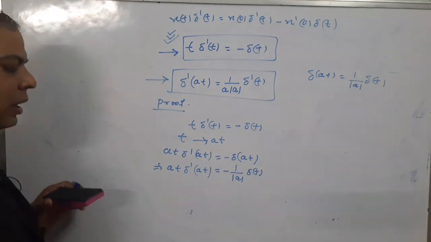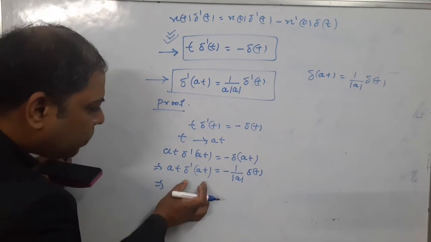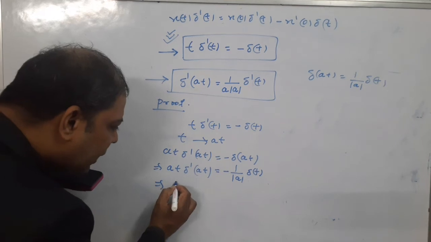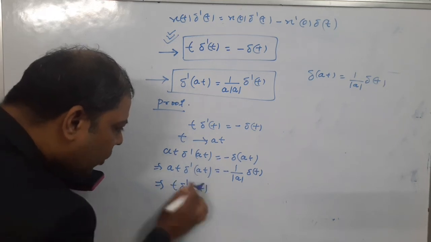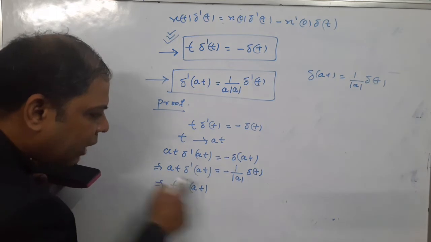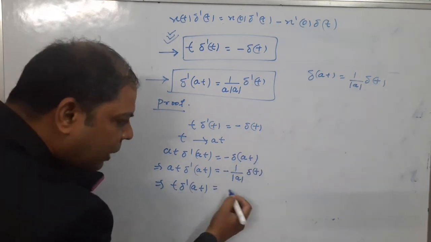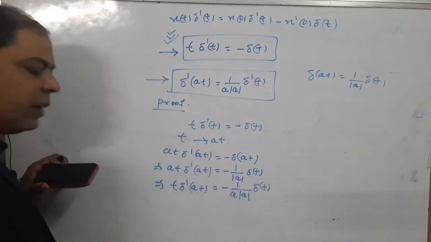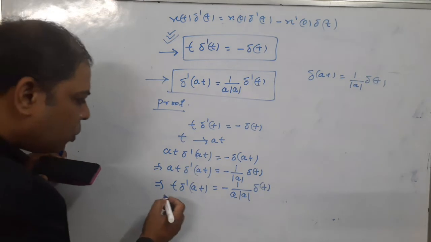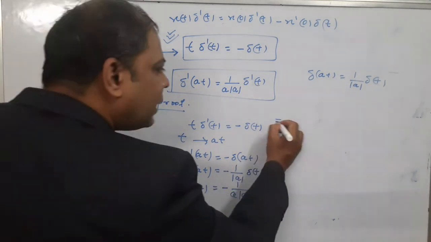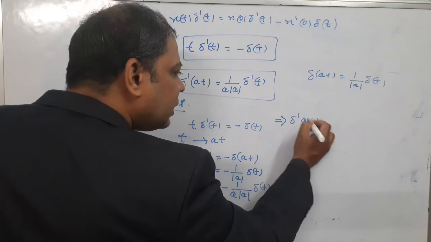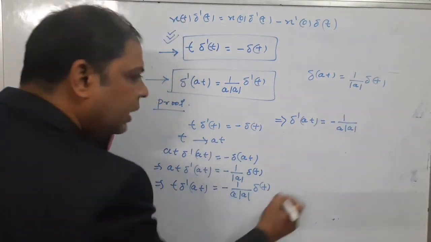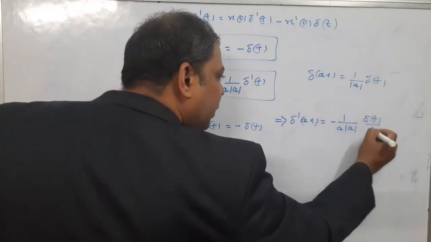See here what we are doing. Now what is your aim? Your aim is to find del dash at. Here, t del dash at, take a to the other side: t del dash at is equal to minus 1 by a mod a del t. Very interesting. Now your aim is to find del dash at, which implies del dash at is equal to minus 1 by a mod a, then del t by t.